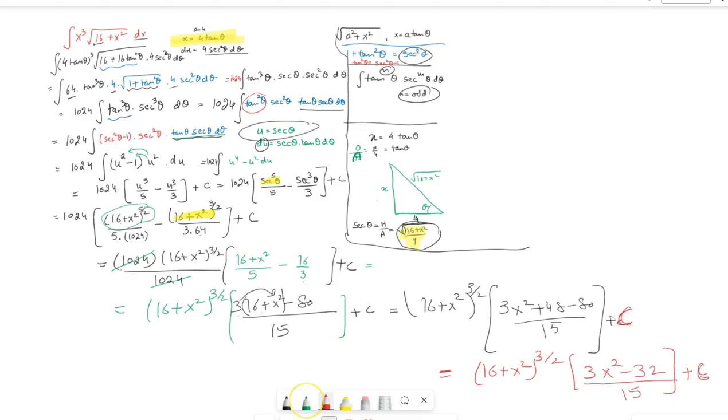Always make sure indefinite integrals always have a c written at the end. That's really important. Okay.